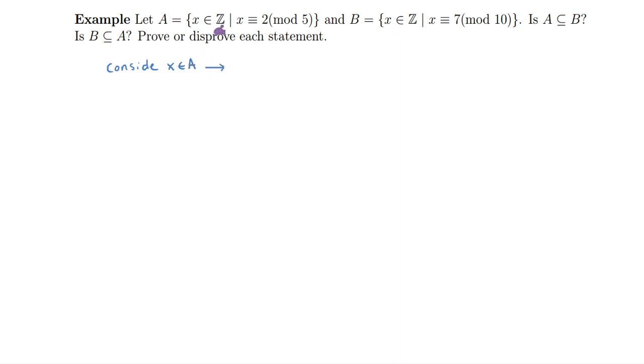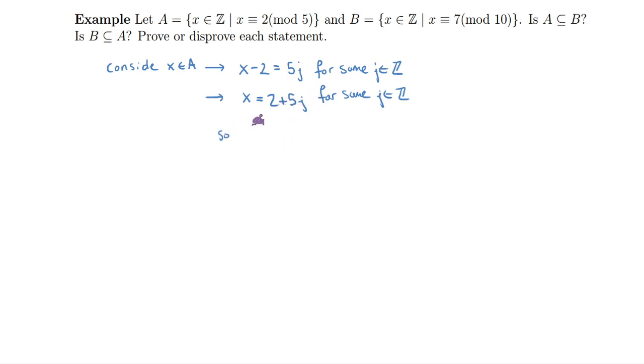Well, if X is in A, then we know that it's an integer and X is congruent to 2 modulo 5. So by the definition of this congruence relationship, we know that X minus 2 has to be equal to 5 times some integer. So we could say X minus 2 is equal to 5j for some integer j. Okay, so we can get an idea of what X looks like. We could solve for X, bringing the 2 over here, so we have X equals 2 plus 5j for some j, and this j can be any integer. So effectively X starts at 2, and you're adding or subtracting a multiple of 5.